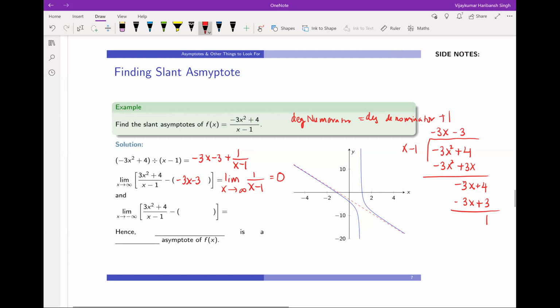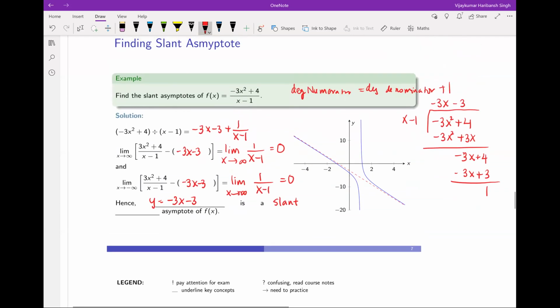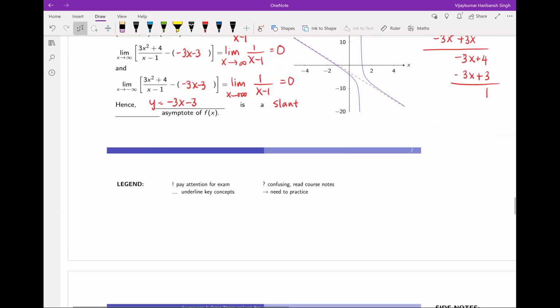The same way, the limit as x goes to minus infinity of 1 upon x minus 1 is also 0. So in this case, we get y equals minus 3x minus 3 as a slant asymptote of f of x. Okay, so this is how you get the slant asymptote. Make sense? All right. So let's move ahead.